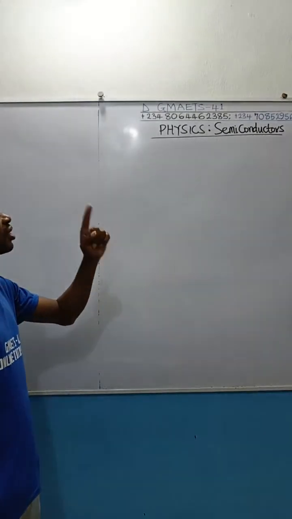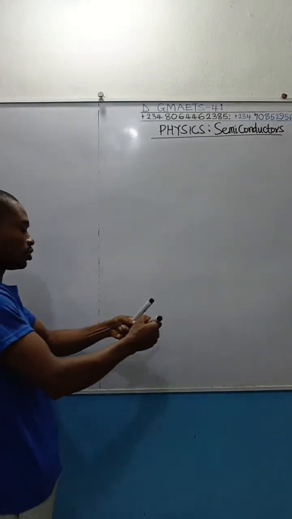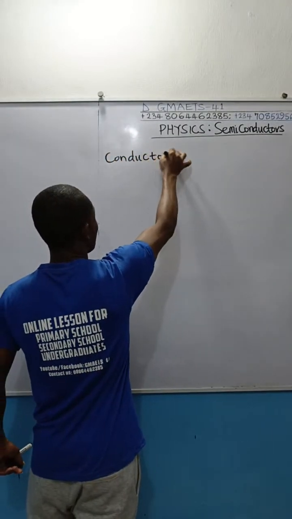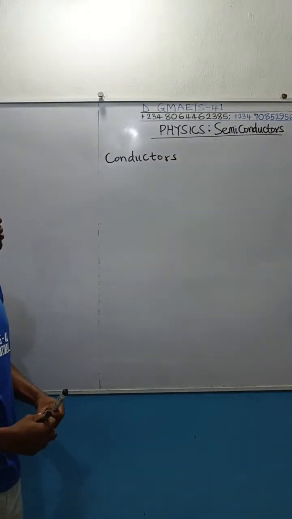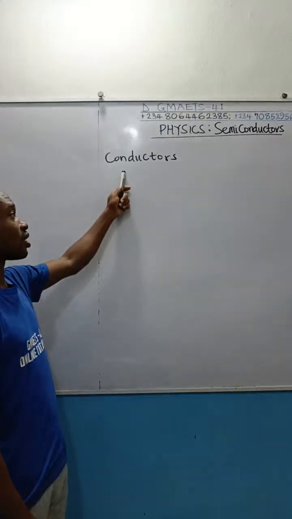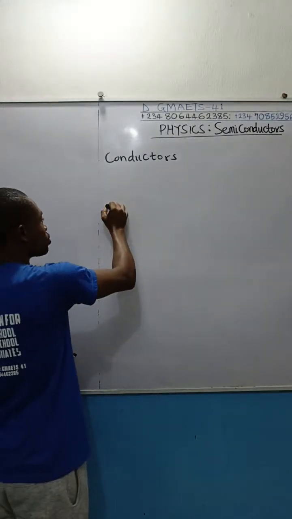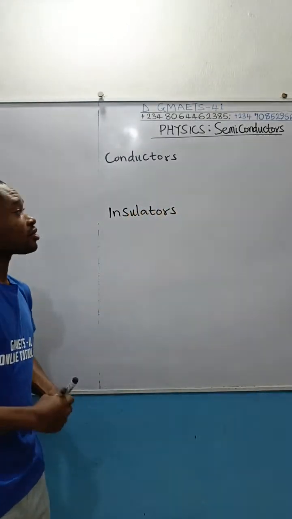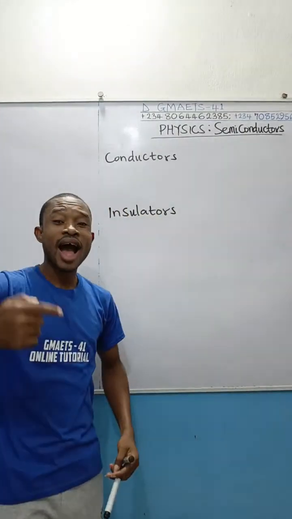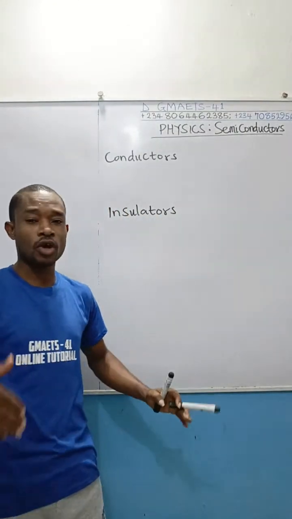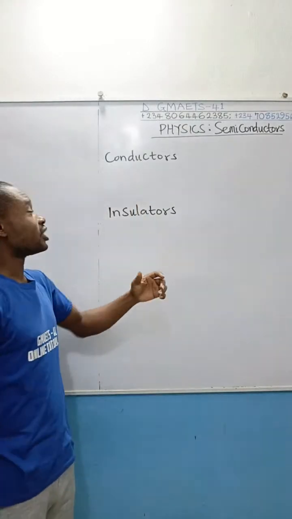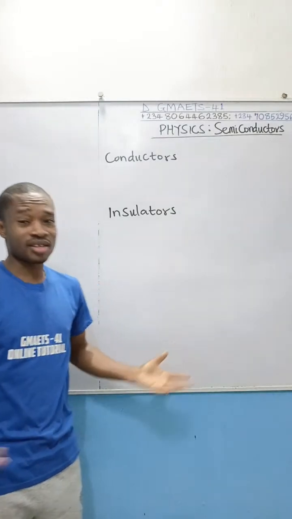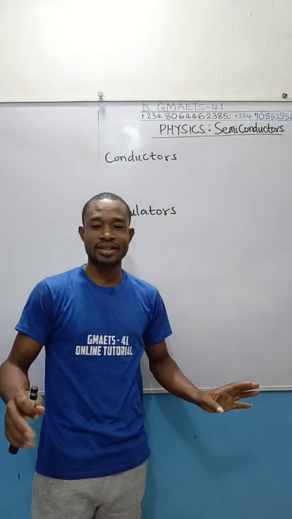So to start up with these semiconductors, I would like us to take our mind back to the concept of conductors. In basic current electricity, we talk about conductors. And then I would like us to also take our mind back to insulators. Conductors are materials that have high conductivity, so they allow current to flow through them easily, which simply means that conductors have low resistance. They have low resistance value because they allow current to flow through them quite easily.